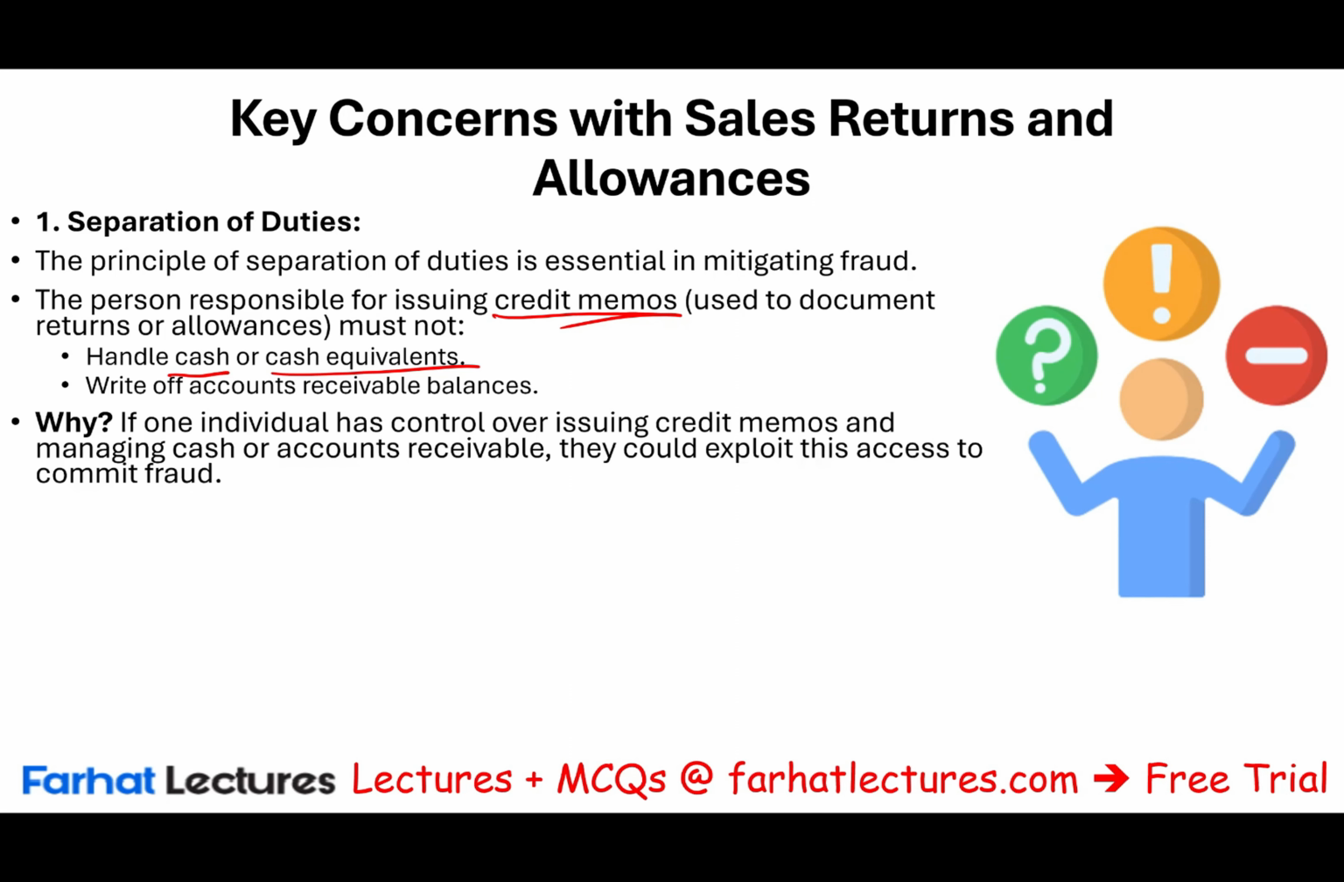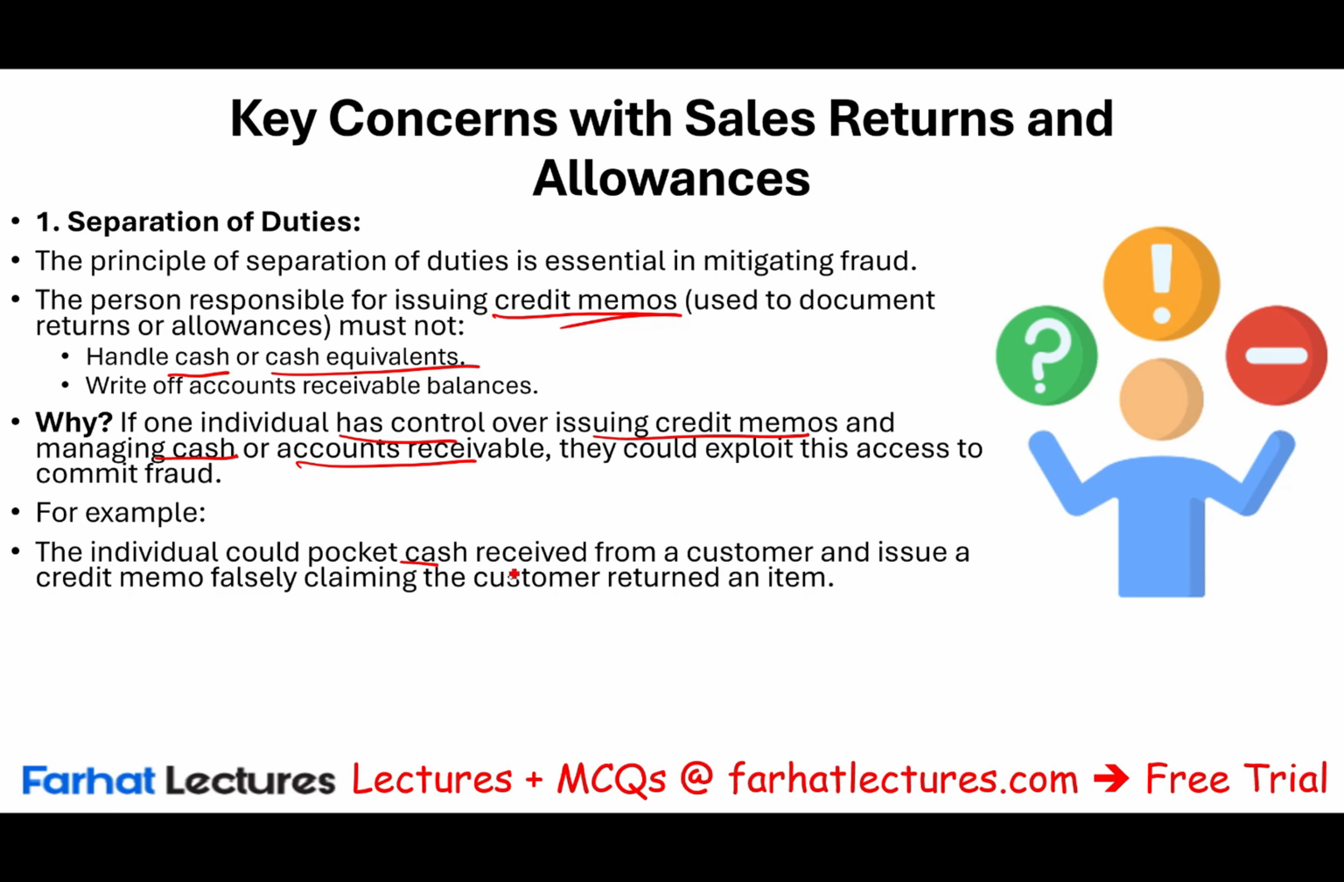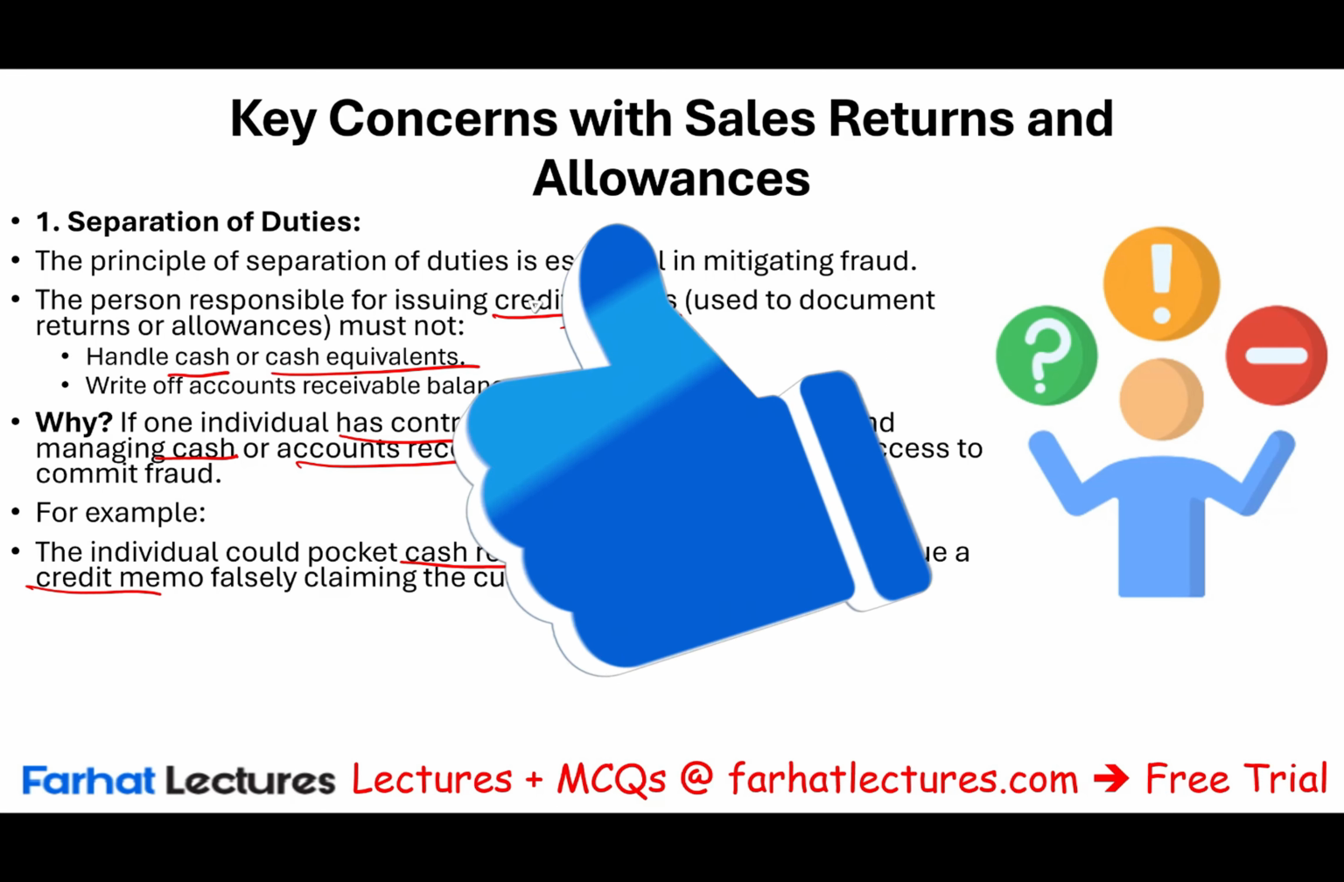Why would that happen? If one individual has control over issuing the credit memo and managing cash or accounts receivable, they can exploit this access to commit fraud. For example, an individual could pocket the cash receipt from a customer and issue a credit memo claiming that the customer returned the item. They would issue the memo, it looks good, the item is returned. Now, the item is not actually returned.